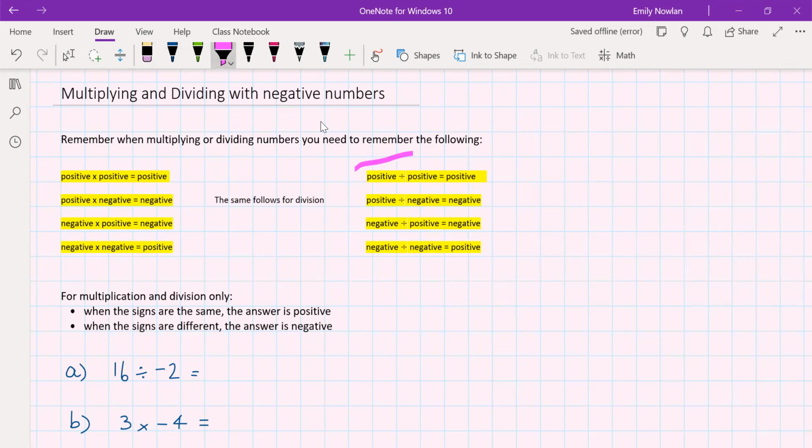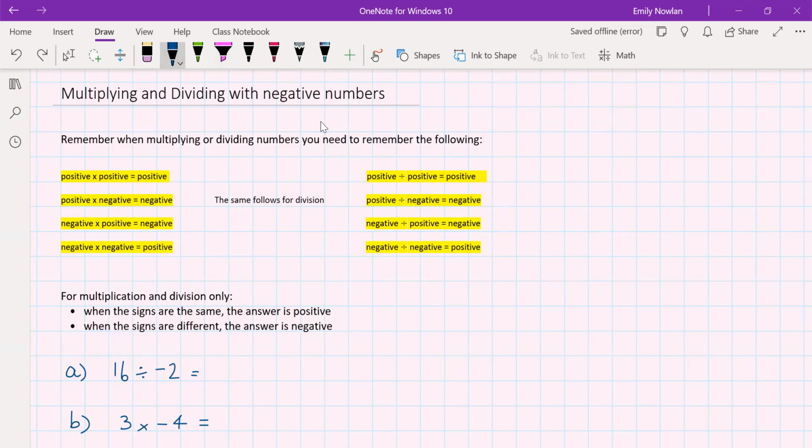So it's the same way over here with division. Positive divided by positive is a positive. Negative divided by negative still gives a positive. They are both the same each time. You end up with a positive. Now, that only applies for multiplication and division.